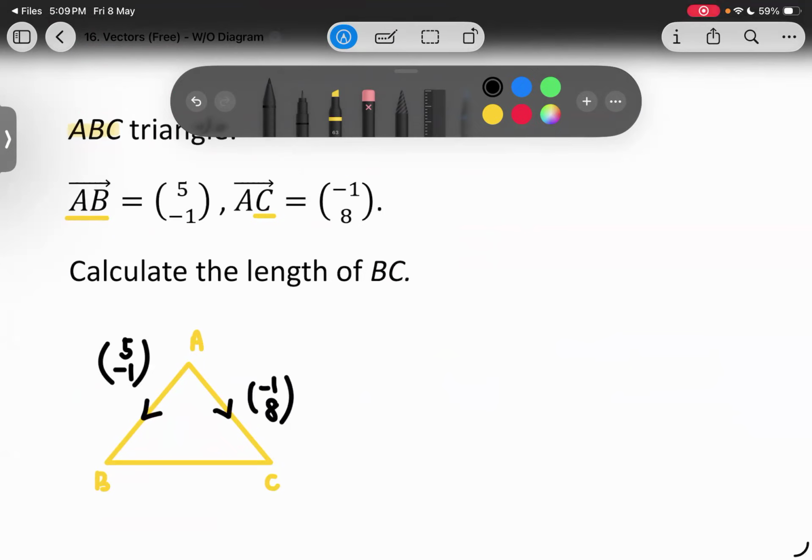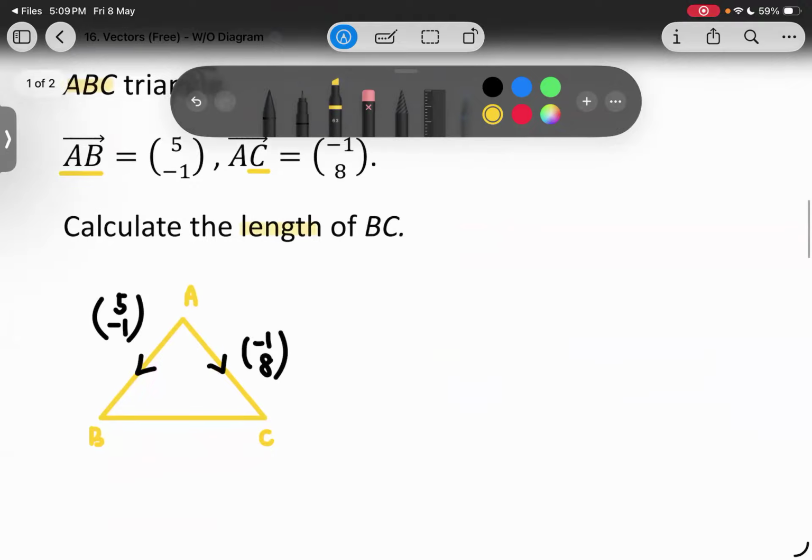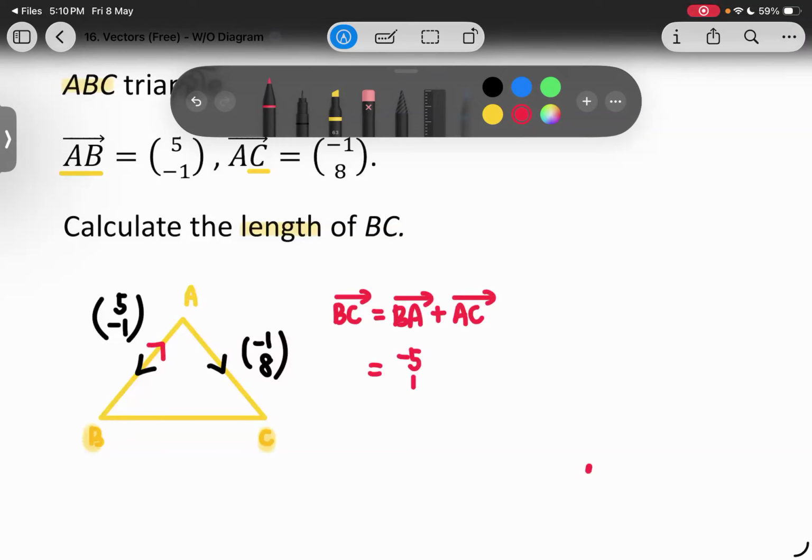So what do they want? They want BC, and then they want me to calculate the length. Not so fast. I must first find the vector of BC. Once I find the vector of BC, then I go and find the length. So how do I get BC? Again, starting point, ending point. So what I have is BA plus AC. BA tombalik, so this is minus 5 and 1. Then I have AC, already same direction, so minus 1 and 8. So I'm going to combine this, and this one here is minus 6 and 9. And then done.